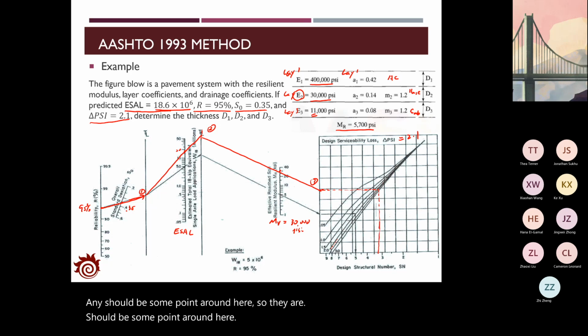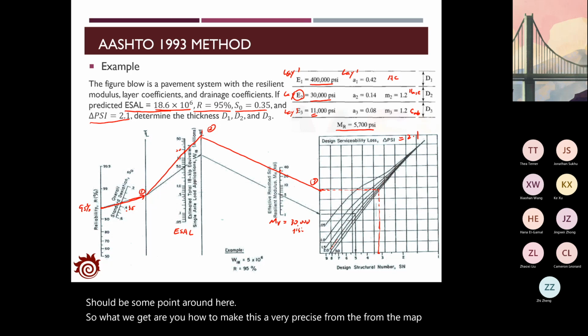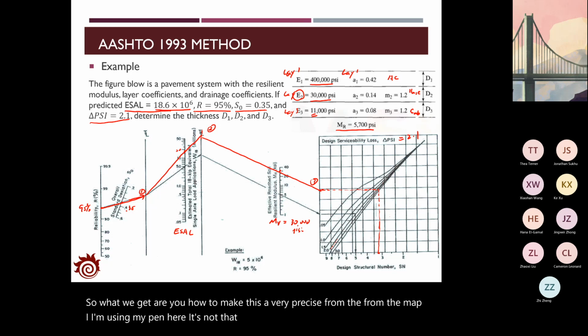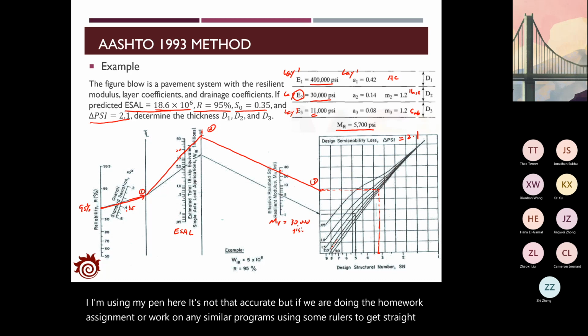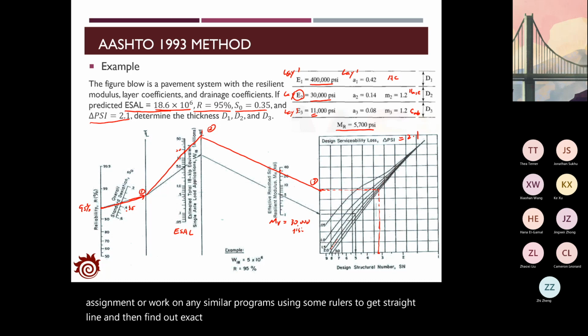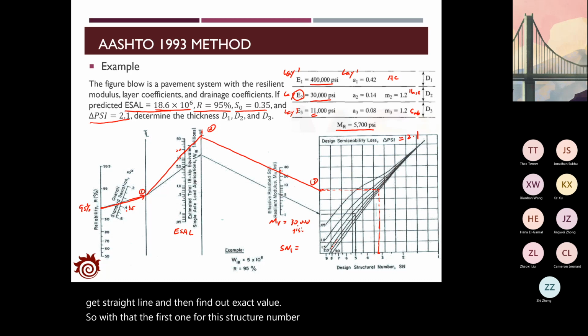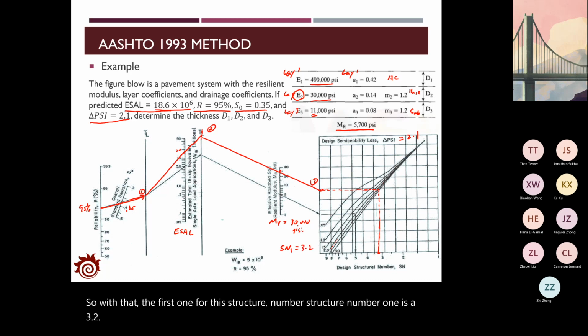So what do we get? You have to make this very precise from the chart. I'm using my pen here. It's not that accurate, but if you are doing the homework assignment or working on any similar problems, use a ruler to get a straight line, and then find out the exact value. So with that, for structure number 1, SN1 is 3.2.